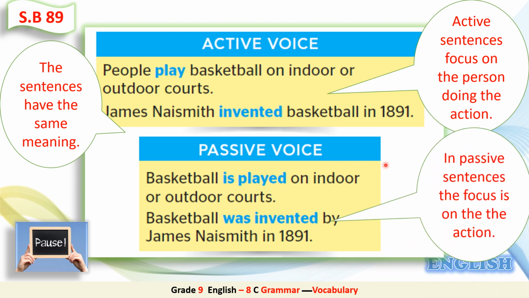Wonderful. The sentences in the passive. In passive sentences, the focus is on the action itself. So here we start with the object. So our focus is on the object, on the action itself. Basketball is played. So here we focus on the action. Basketball was invented by James Smith in 1891. So the focus here is on inventing the basketball, on the action itself, not on the doer of the action.